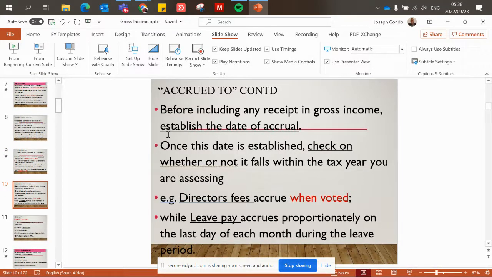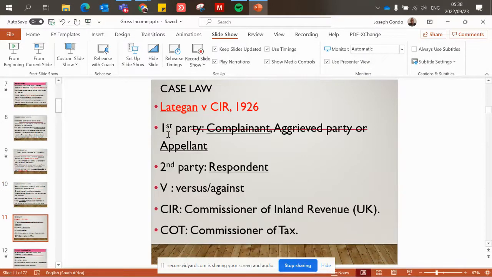But before including any receipt in gross income, establish the date of accrual. Once this date is established, check on whether or not it falls within the tax year you are assessing. For example, director's fees accrue when voted, while leave pay accrues proportionally on the last day of each month during the leave period.